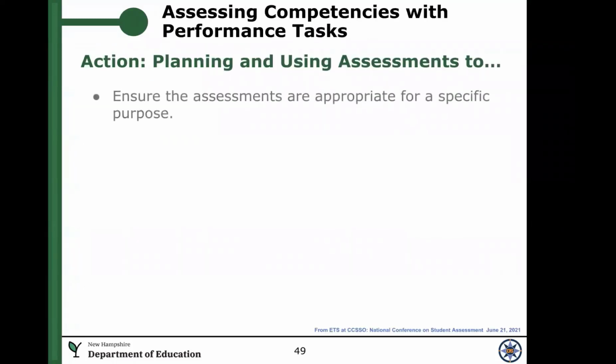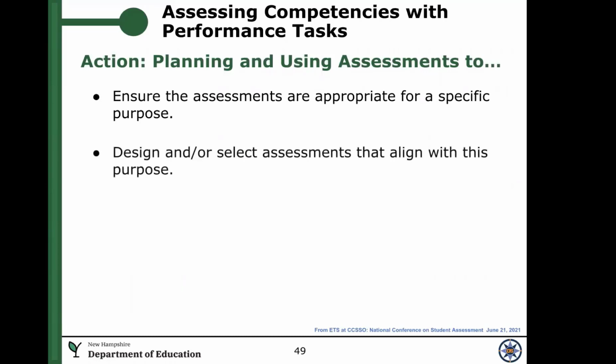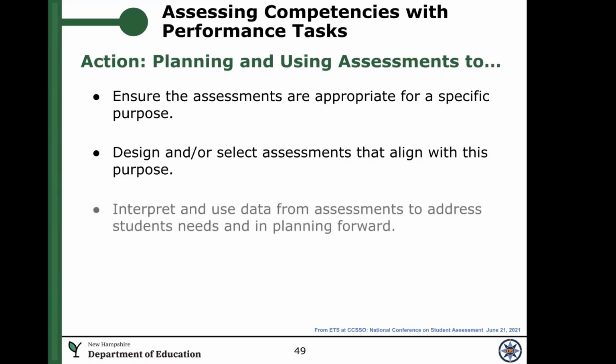Assessing competencies. So planning and using assessments. We want to ensure the assessment is appropriate for the specific purpose that we're looking at. Design or select assessments. We don't need to all create them. There are some wonderful, strong resources out there, but we want to be able to take a look at things and say, is this good? Does it align with the purpose?